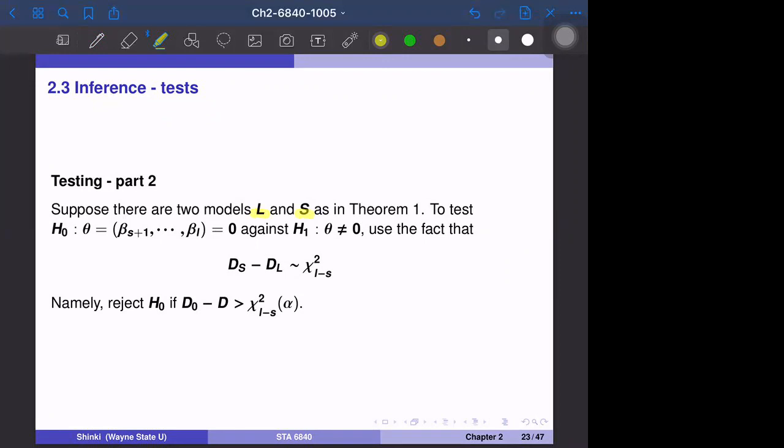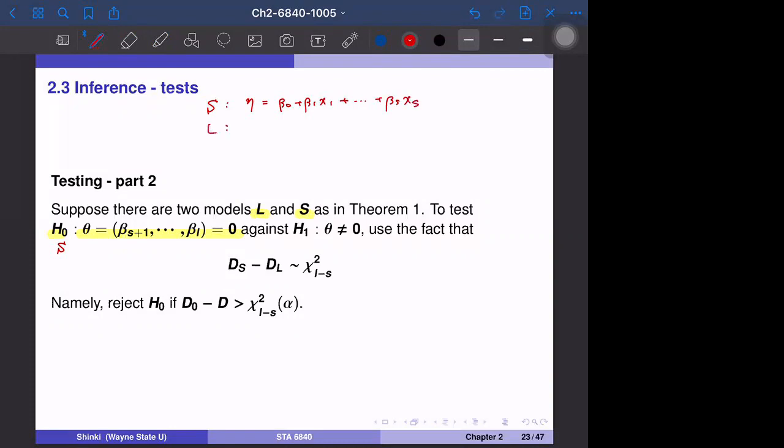And the null hypothesis is the smaller model, basically. So this is the model S. So that means theta is equal to 0. So basically S is, in the logistic case, eta is equal to beta naught plus beta 1 x1 plus up to beta s xs.